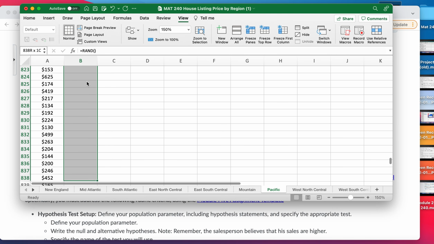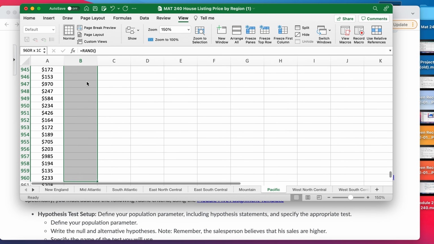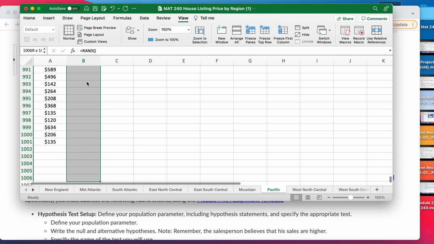Okay, you only need this one column. We're doing something very different from what we did before. Okay, we are not looking at the relationship between two variables now like we did before. We are just looking at this one set of numbers.